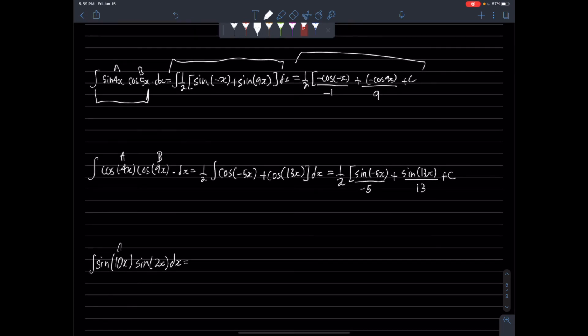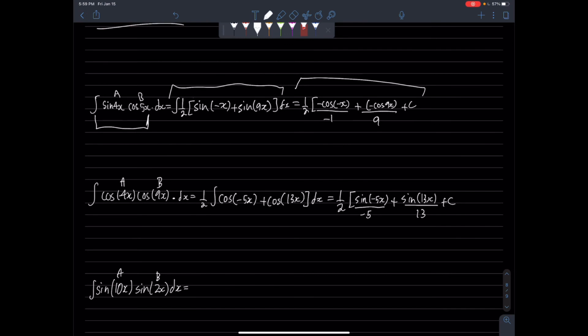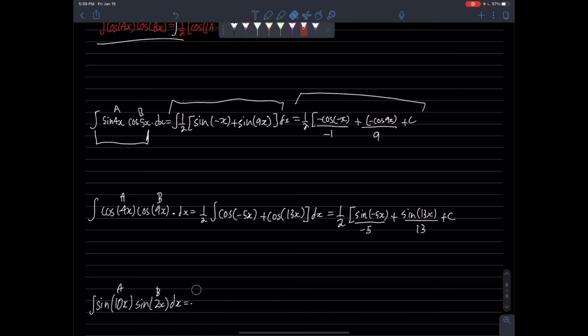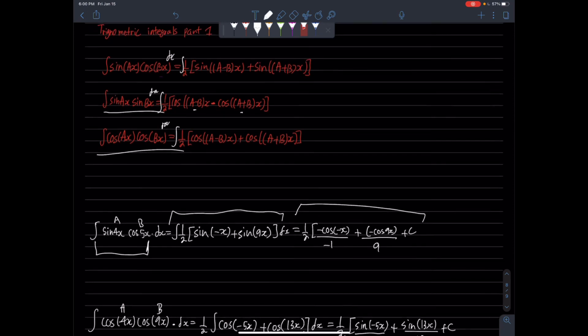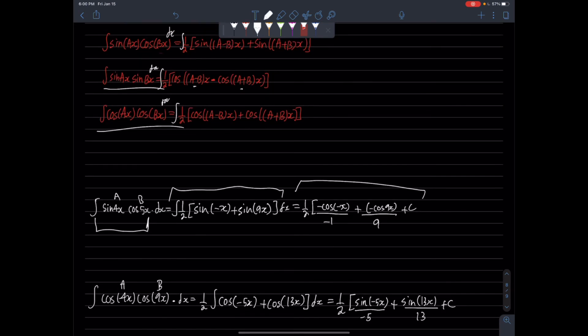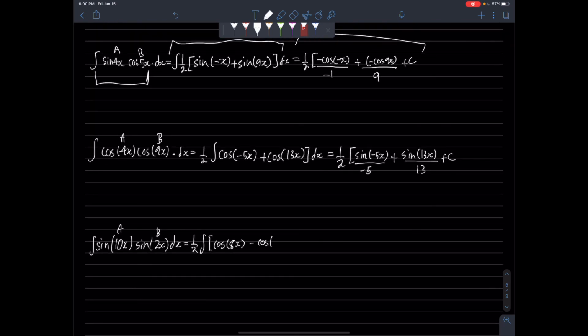Alright, this one, we're going to say this is a, this is b. Sine ax sine bx is that one. So we've got 1 over 2 times the integral of cos of a minus b, right? So what's a minus b? It's going to be 10 minus 2, 8x. And then you have minus cos of a plus b, so 10 plus 2, 12x, dx.